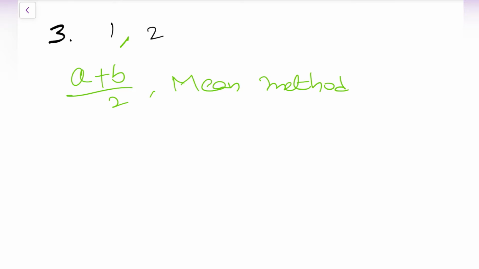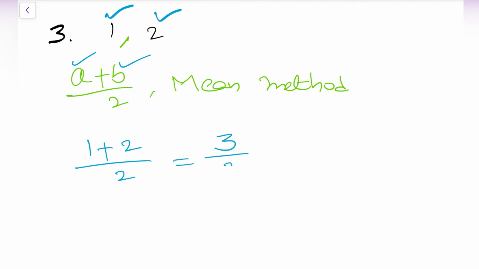In the question, two numbers will be given, that is 1 and 2. Take one number as a and take the second number as b. You can take them in reverse also, no problem. Now, in the place of a, I am substituting 1, plus in the place of b, I am substituting 2, divided by 2. 1 plus 2 is 3 divided by 2. So 3 by 2 is one of the rational numbers which lies between 1 and 2.